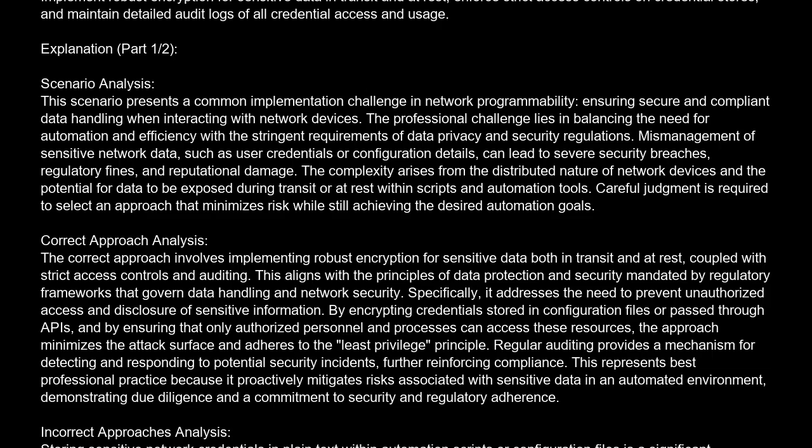Correct answer is C. Implement robust encryption for sensitive data in transit and at rest, enforce strict access controls on credential stores, and maintain detailed audit logs of all credential access and usage.